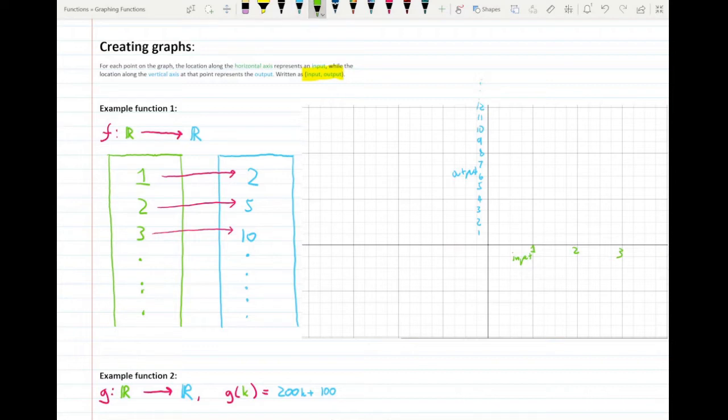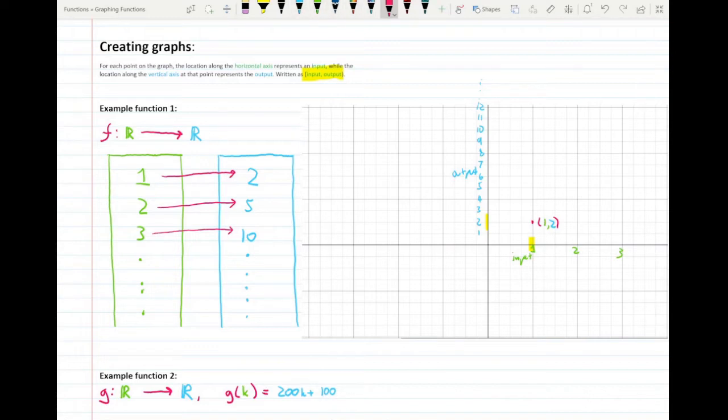And we can graph 1 mapped to 2. So we go to a horizontal distance of 1. We match that up to the output of 2 and have 1 point on our function be right here. This point will be written as (1, 2) to represent the function with an input of 1. And we can continue on doing that.